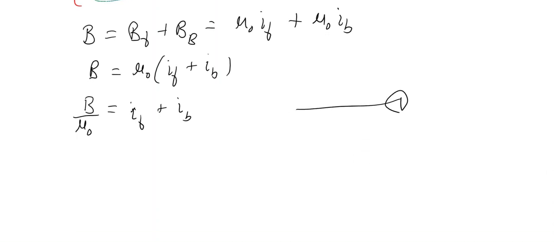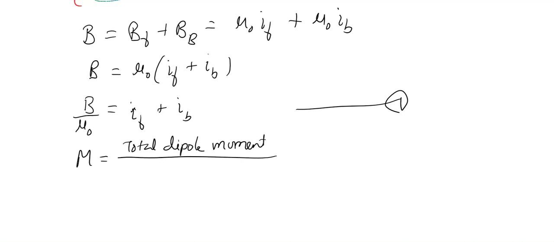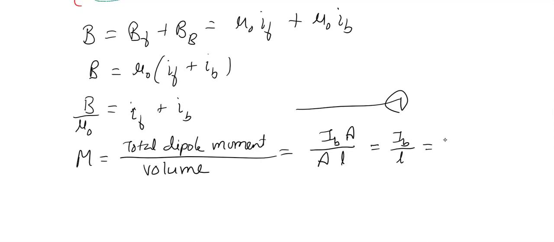Now, as per the definition of magnetization, magnetization is defined as total dipole moment per unit volume. Where are the dipoles? Dipoles are inside the material. So total dipole moment can be given as current into area. Volume is area into length. The areas get cancelled out, so M is I_B by L, which is nothing but bound current per unit length, and for that we have the symbol I_B. Okay, so let it be equation 2.